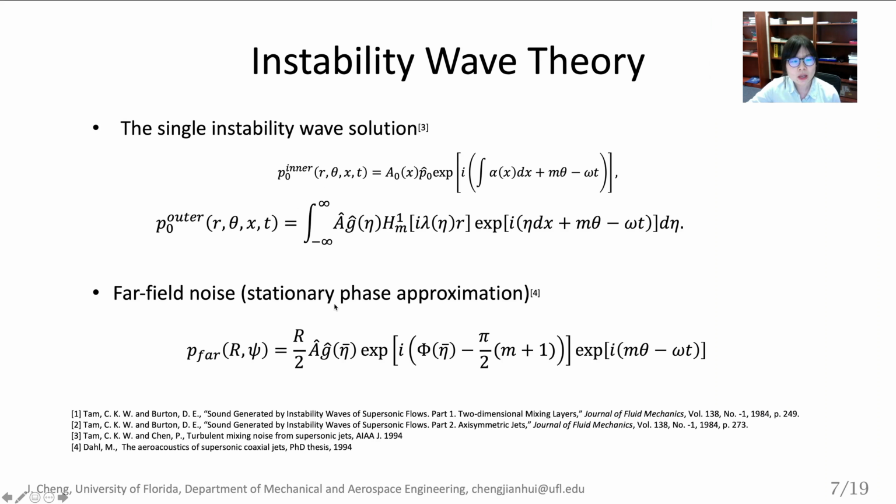In sum, the single instability wave solution in the inner and the outer region can be expressed as these two equations. In order to find the far-field noise, it is much easier to transform the cylindrical coordinates to spherical coordinates. Only those waves with supersonic phase speed can radiate as noise. The stationary phase approximation method was applied, and finally the far-field noise can be expressed as this equation.